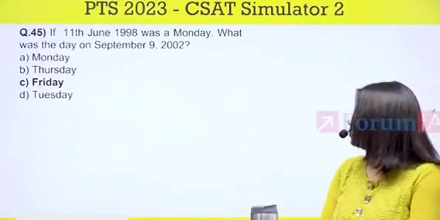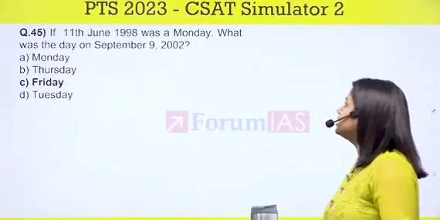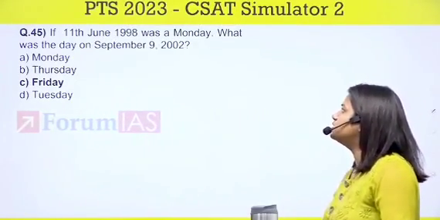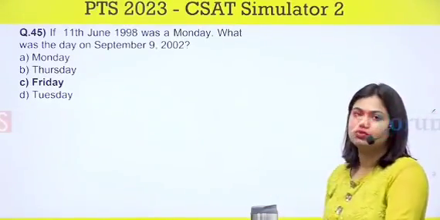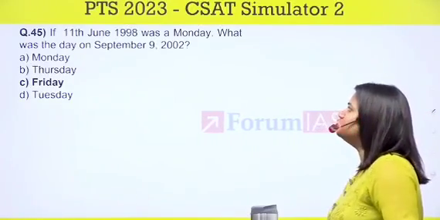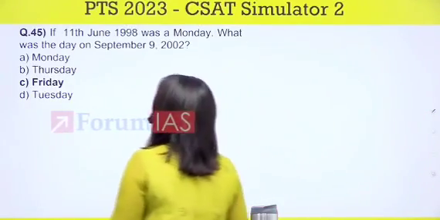Then next question is question 45. Again, here we have to calculate. What are they saying? If 11 June 1998 was a Monday, what was the day on September 9, 2002? The way that we solve this is we have to count the number of odd days. And we are in June. So we have to count from June to June and then from September. So 1998 to 2002. How many years?